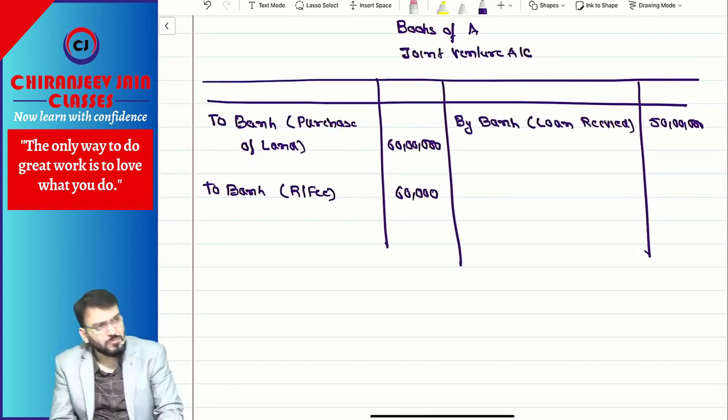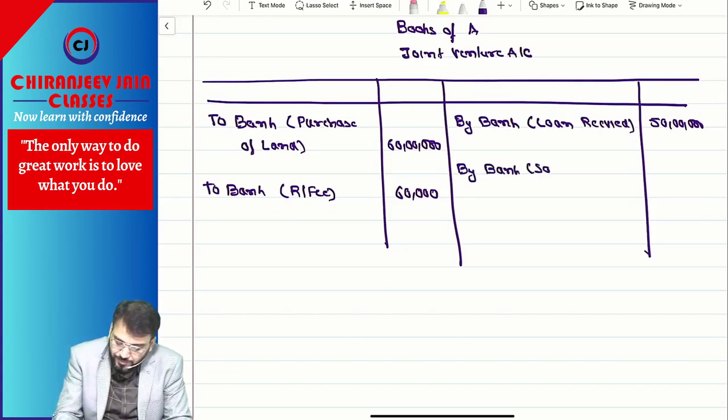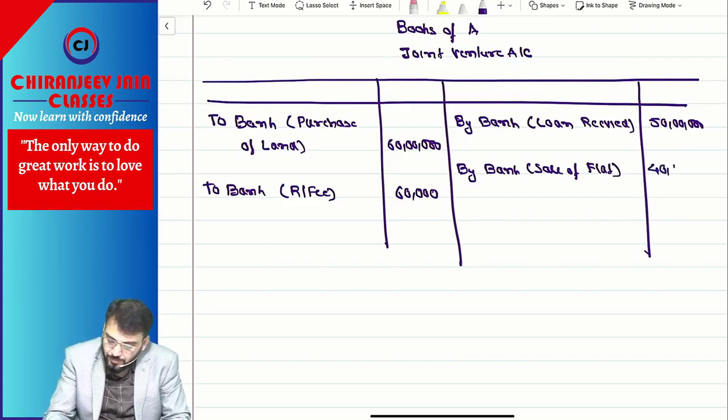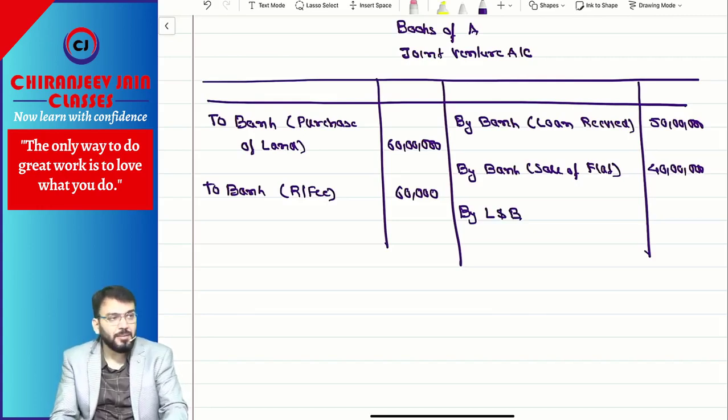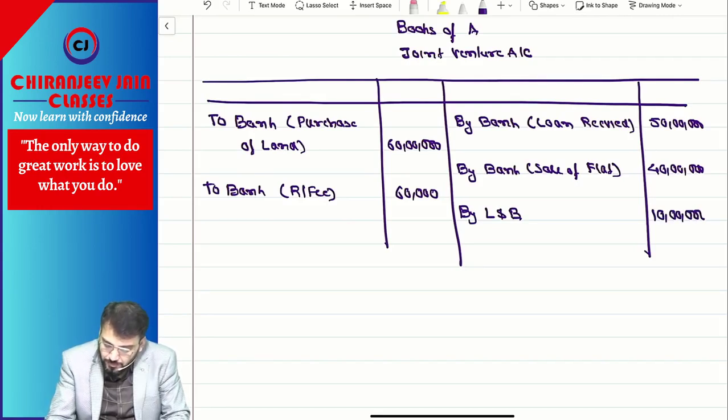Then one sale is also there, na? By bank, sale of flat, how much? 40 lakh. Purchase of, buy, then Adam buys land and building. This will come as a land and building account. So buy land and building how much? 10 lakh.